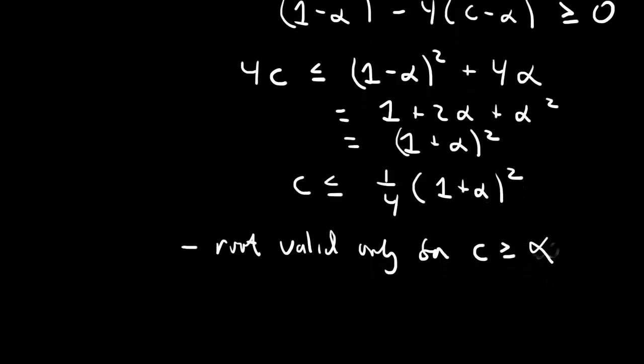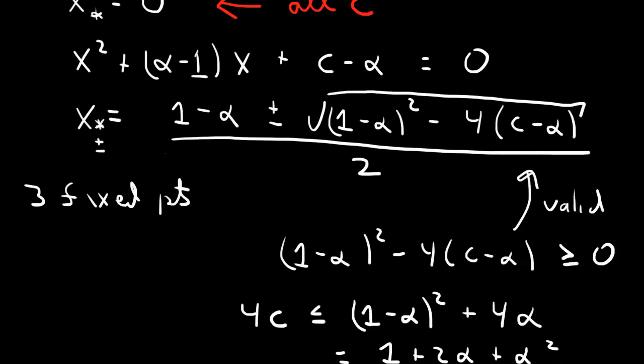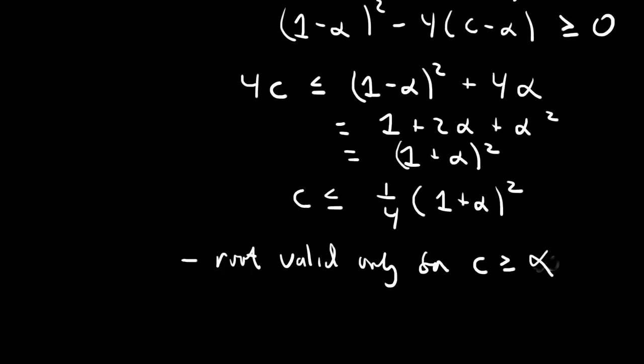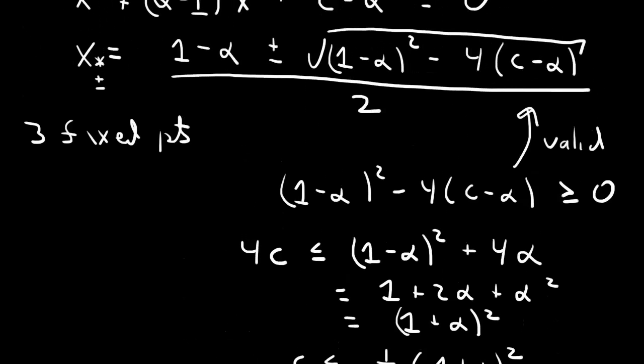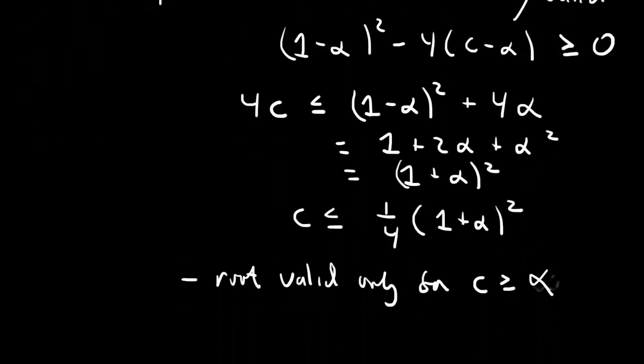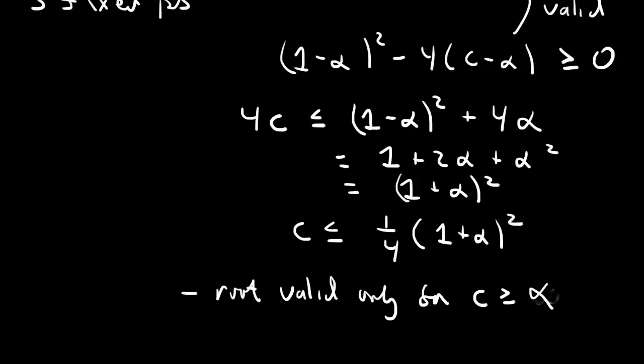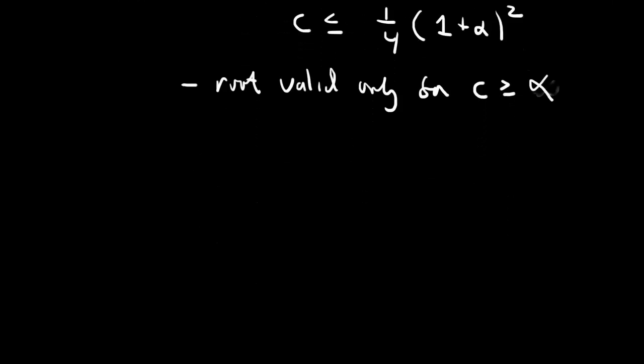So let's put it together then. So we have x star equals 0. So we have the region c smaller than alpha. We have the region c between alpha and 1/4 (1 plus alpha) squared. And we have the region greater than that. So we have c less than alpha.